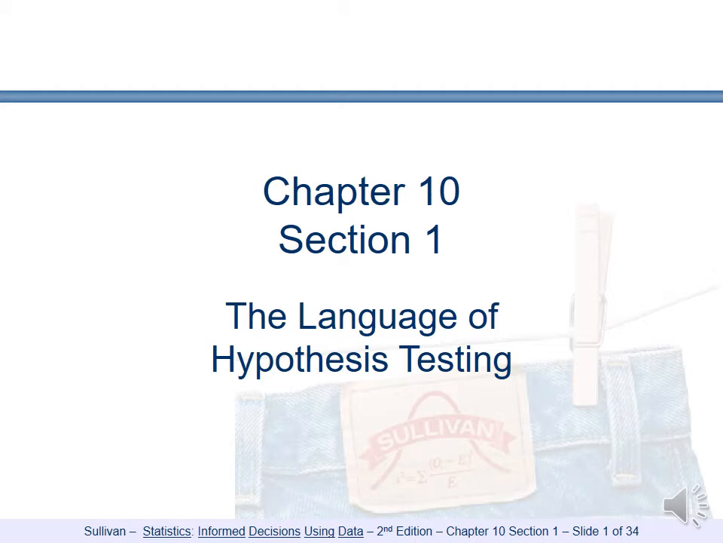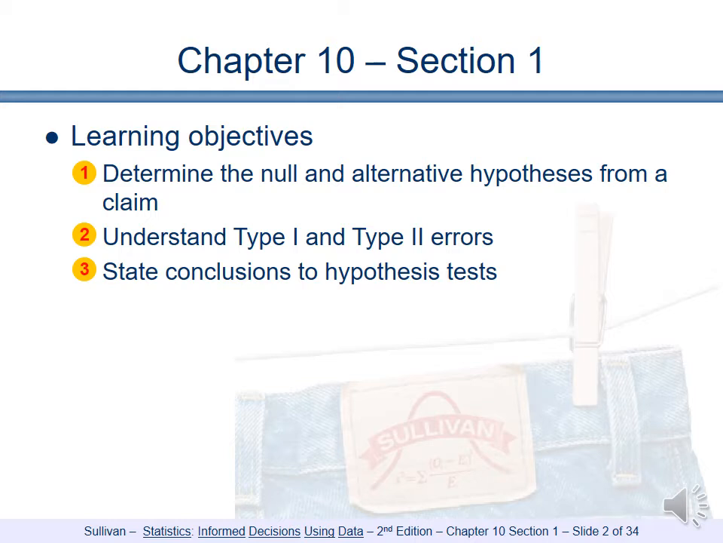So first, we're going to look at our objectives. First of all, determine the null and alternative hypotheses from a claim. That's the important part. We'll look at type 1 and type 2 errors later on, and we'll state conclusions. And I have a little cheat sheet to help you with stating the conclusions. So that's a good thing.